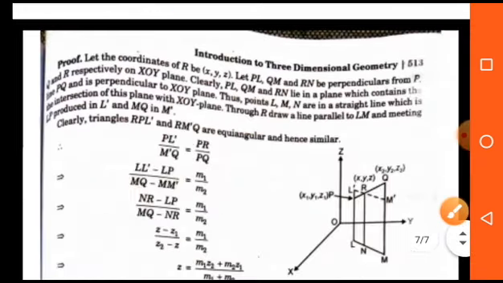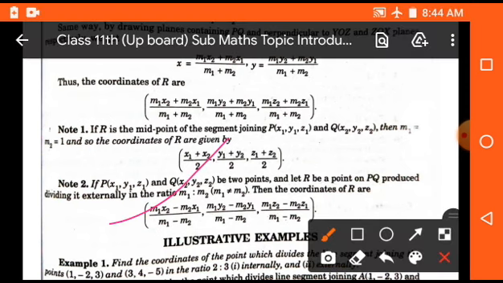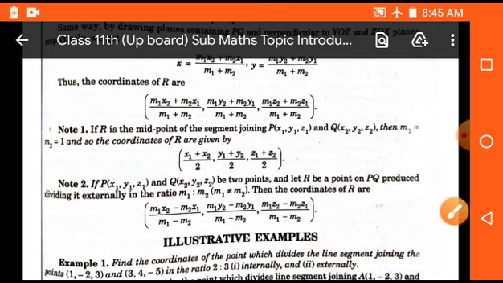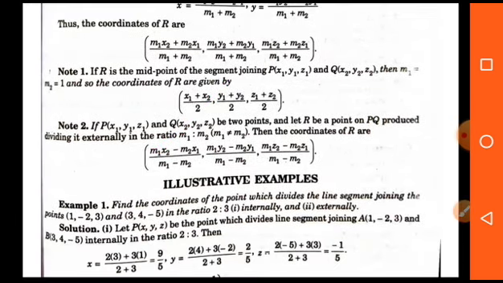In the same way, if we discuss external division, then the formula will be the same, only the sign will be changed. So here we get (m1 x2 minus m2 x1) upon (m1 minus m2), comma, (m1 y2 minus m2 y1) upon (m1 minus m2), and (m1 z2 minus m2 z1) upon (m1 minus m2). So by this formula we can find the coordinates of any point which divides a line internally or externally.